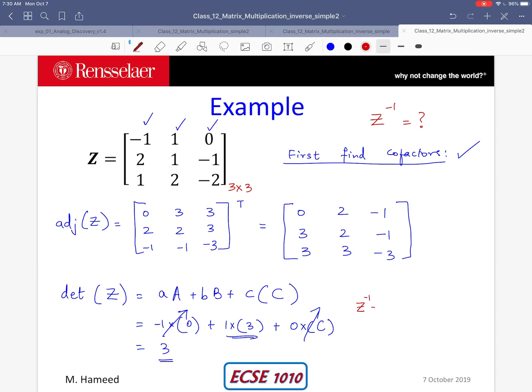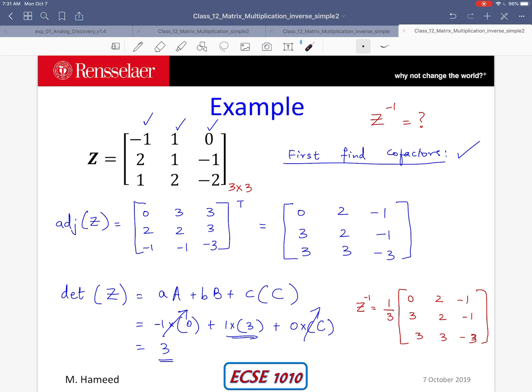The Z inverse would essentially be 1 over 3, and the adjugate of Z is 0, 2, negative 1, 3, 2, negative 1, 3, 3, negative 3. Now what you could also do here is bring this factor of 1/3 into the matrix and divide all the 9 elements by 3 to simplify it a step further. We are just going to leave it over here as is.